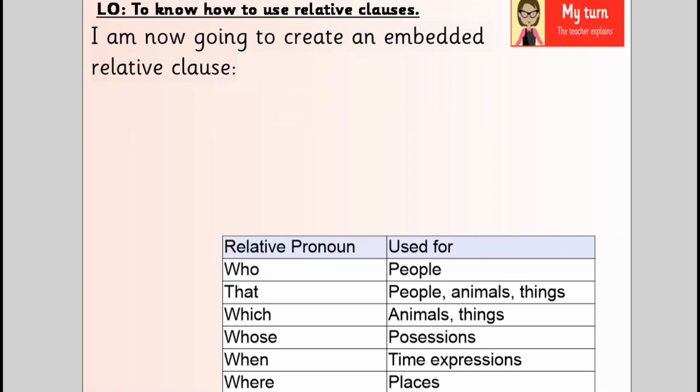Now I'm going to write an embedded relative clause in the middle of a sentence. So again, I'm going to start off with a simple sentence. So Saturn is a gas giant. Now I want to include extra information about Saturn because that's where I think my embedded relative clause would sit the best. So I'm now going to think about what things I could write about Saturn. What do I know already about Saturn? Well, I know Saturn has got rings that go around the outside of it.